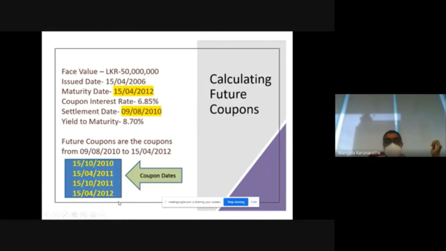And on this date, we will get the face value plus the last coupon, right? So these 4 are the cash flows of this bond, or rather we can say the coupon dates and the maturity date. On each coupon day, you will be getting the coupons, but with the last one, you will be getting the maturity value as well, right? So we'll go ahead.